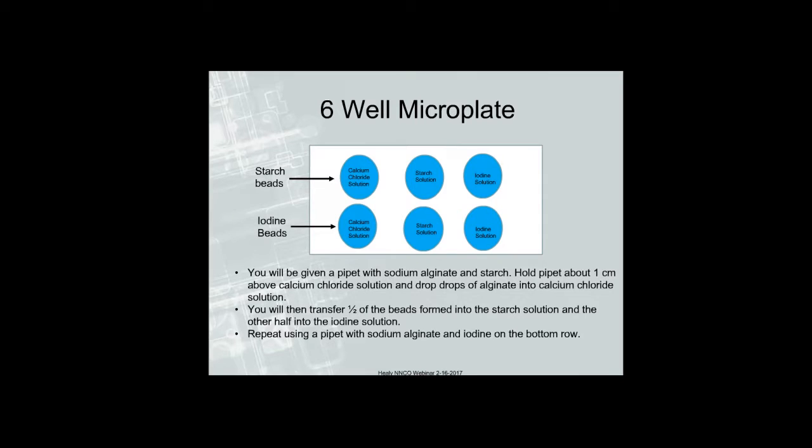So it all starts out with a simple 6-well microplate. And what happens here is the students are given 2 pipettes. One is sodium alginate with starch, and the other is sodium alginate and iodine. So we've taken Brett's lesson and done it with the typical starch iodine lesson that many people use. The top well is going to receive drops from the pipette, and the bottom one is going to receive drops from the second pipette. So you've got starch beads and iodine beads. These then get transferred to the starch solution and the iodine solution.